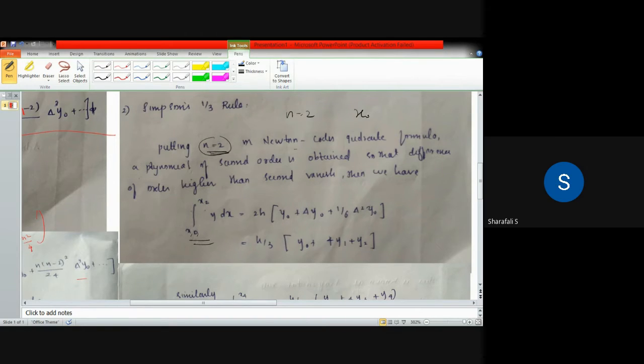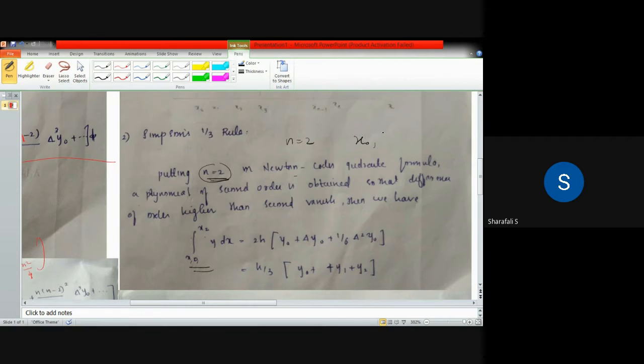So first you are considering x0, then it will take 2 steps. The next x value will be x0 plus nh, which means x0 plus 2h. This is nothing but x2, right? So from x0 it will go to x2. When you are considering n equal to 2, that is the case for Simpson's 1/3 rule. So it will go from x0 to x2 for the first case.